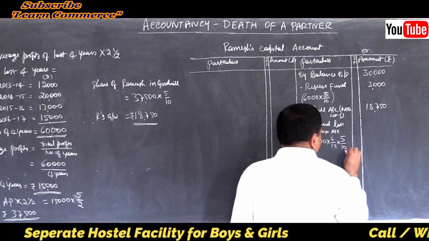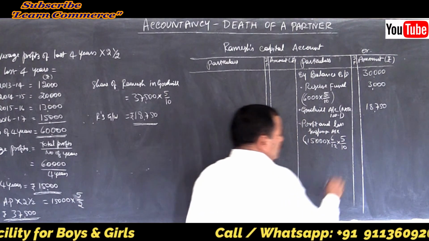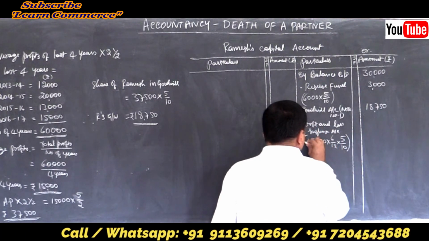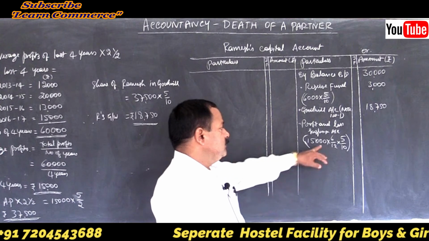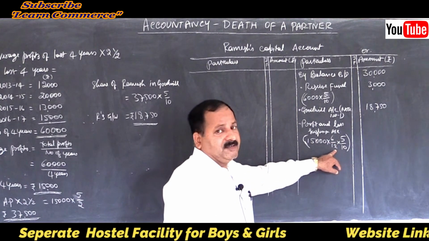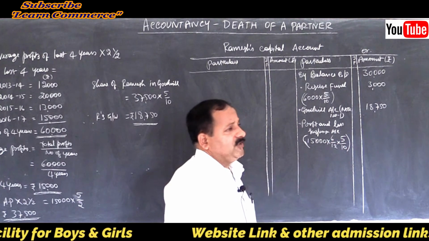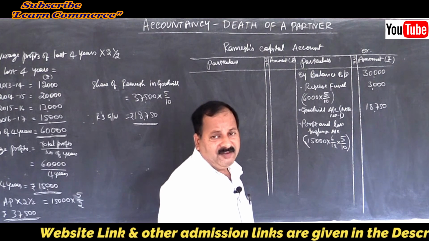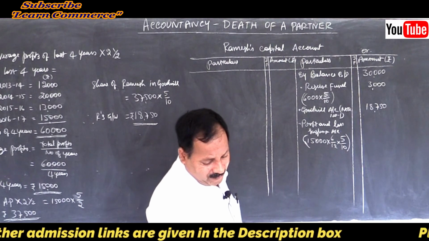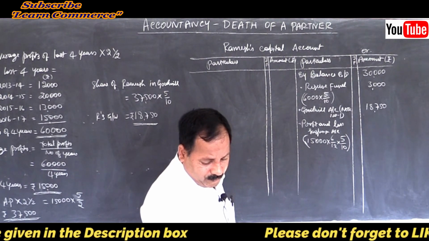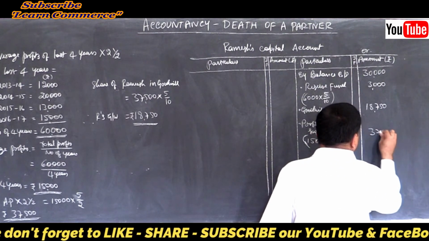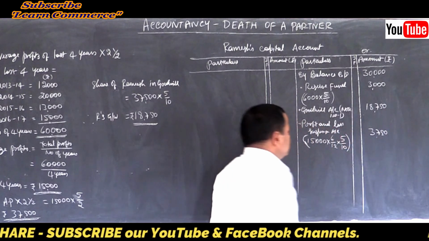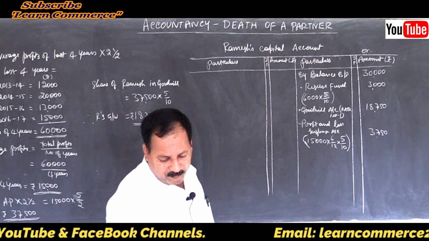Are you getting me? 15,000 is the profit for the whole year, so we have to calculate profit till the date of death of the partner. That is 15,000 into 6 by 12 into Ramesh's share we have to provide, so 5 by 10. Very simple, friends. So how much does it come to? Profit 3,750. Is it correct? Then what else should be provided?